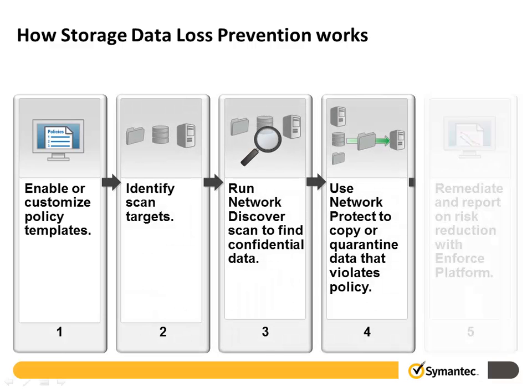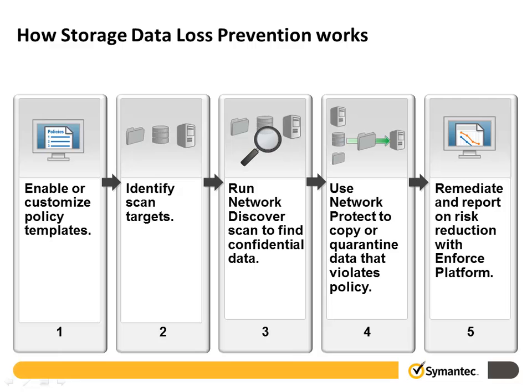To implement storage solutions for data loss prevention, the customer first needs to enable and configure their policies for DLP. Next, the customer will configure a scan target. This tells Network Discover which network shares to scan, for example. We can apply filters to the scan as well. We'll then run the Network Discover either on demand or on a schedule to go ahead and find the confidential data on the repositories to scan.